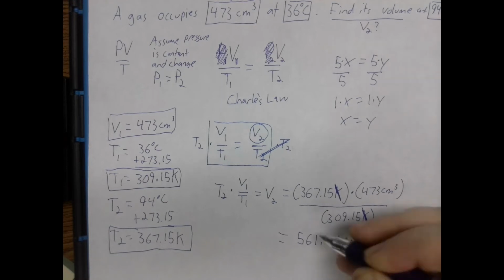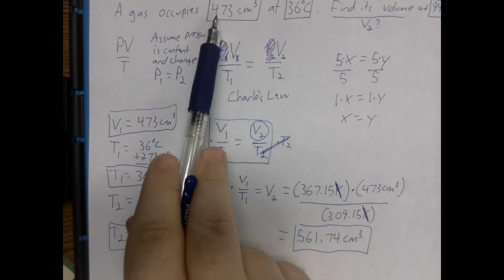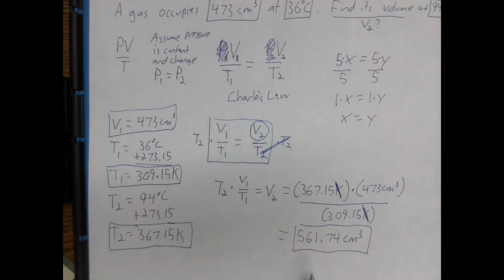561.74 cubic centimeters. So if you were to take a gas, for example, a balloon filled with 473 cubic centimeters at 36 degrees Celsius, and you increase the temperature of the gas in the balloon to 94 degrees Celsius, its volume would go from 473 cubic centimeters to 561.74 cubic centimeters.